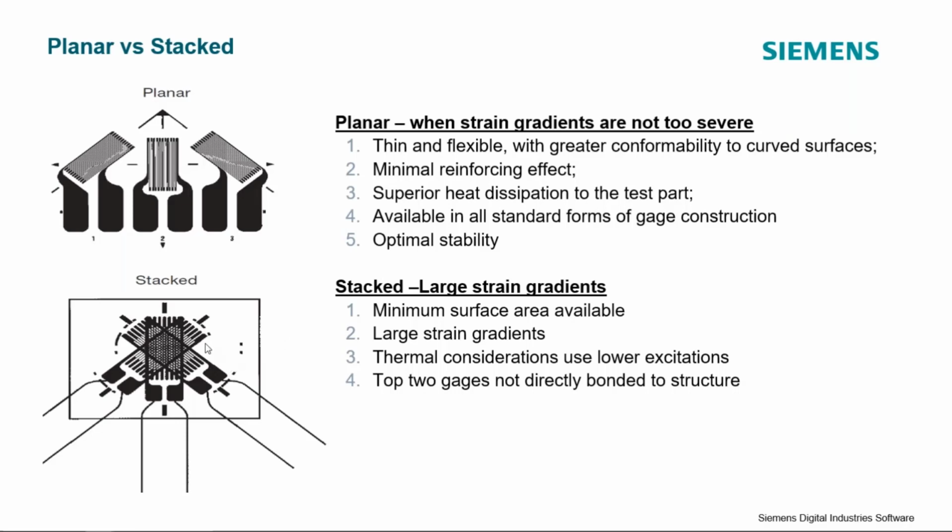A stacked rosette is, for that reason, very useful when there's large strain gradients in the part because the effective measurement area is much smaller, but a gauge is much worse at dissipating heat. So the self-heating on this gauge will be much higher. So if you're using a stacked rosette, you might need to use a lower excitation voltage into the gauge to avoid overheating the gauge and potentially burning out the strain gauge.